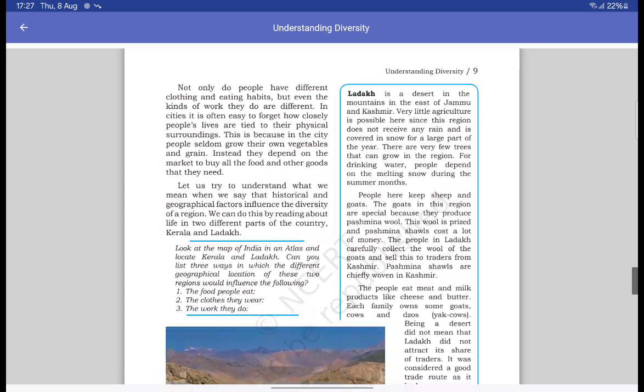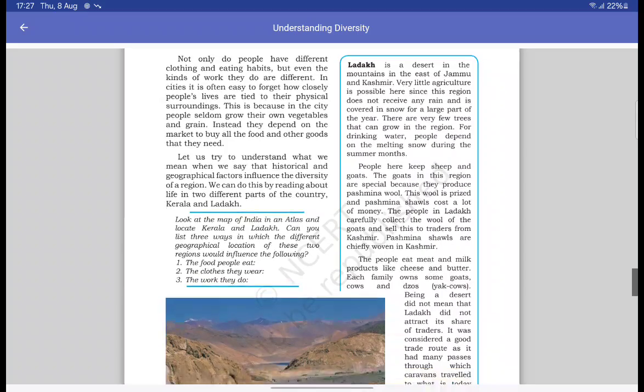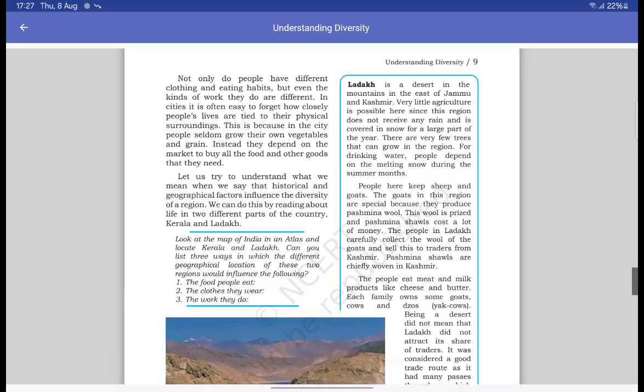So that's why again diversification was so high everywhere. Not only do people have different clothing and eating habits, but even the kinds of work they do are different. In cities, it is often easy to forget how closely people's lives are tied to their physical surroundings. This is because in the city, people seldom grow their own vegetables and grain.